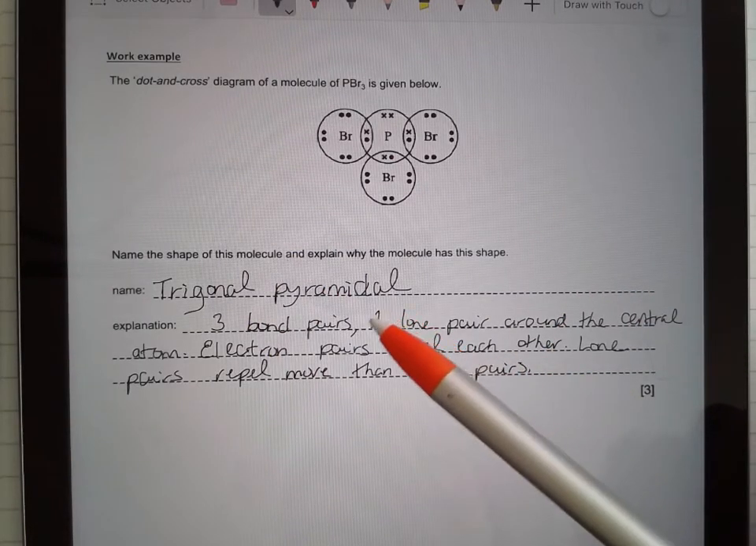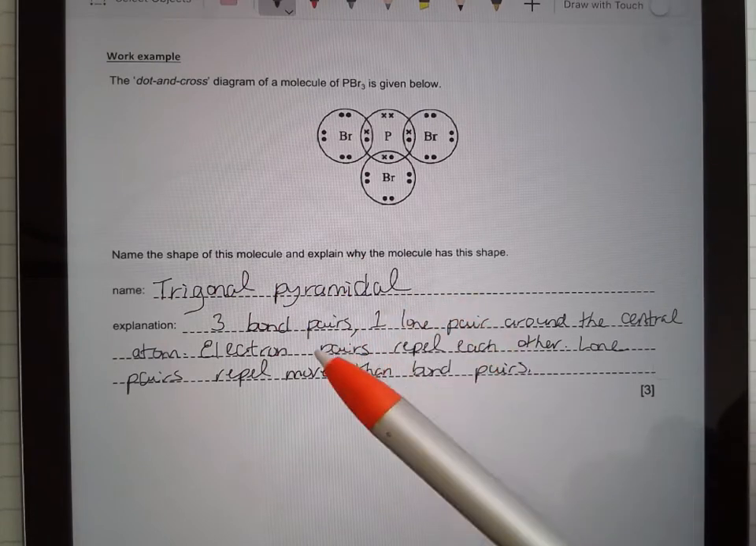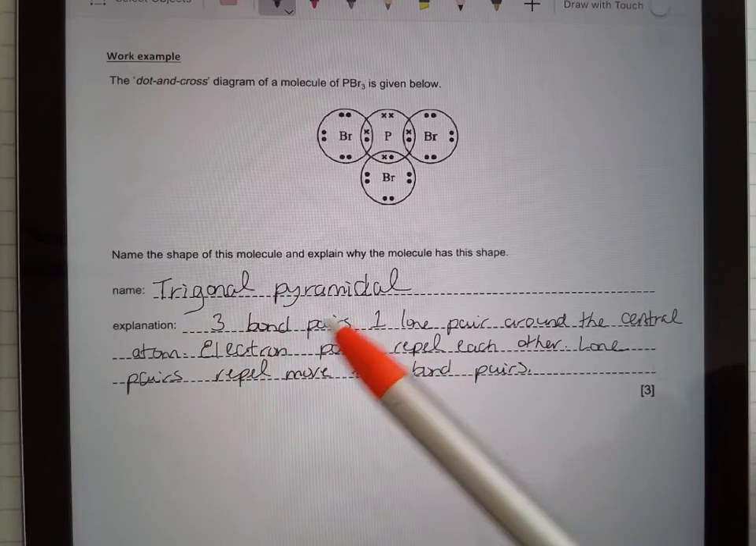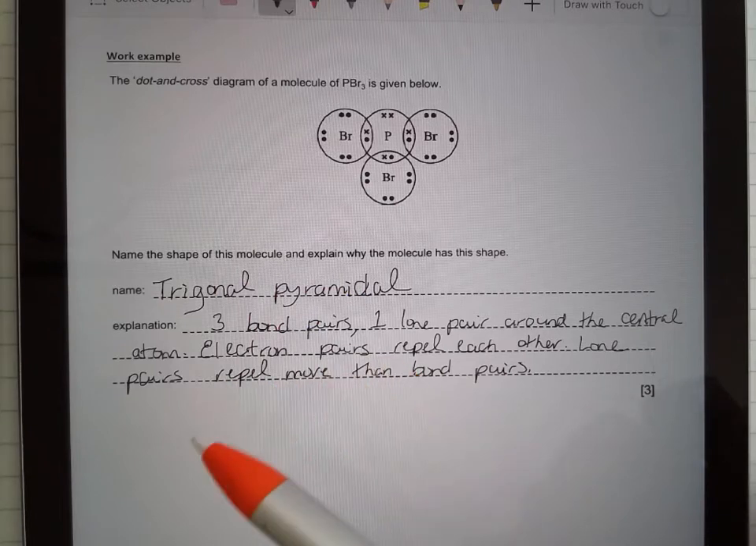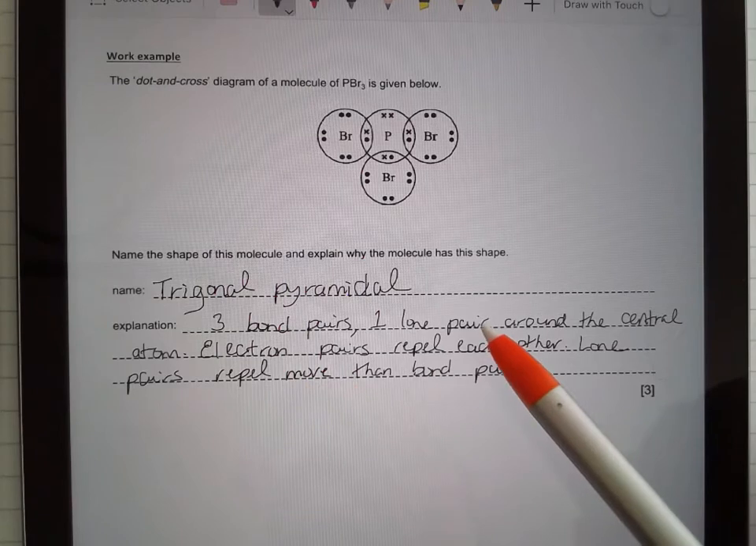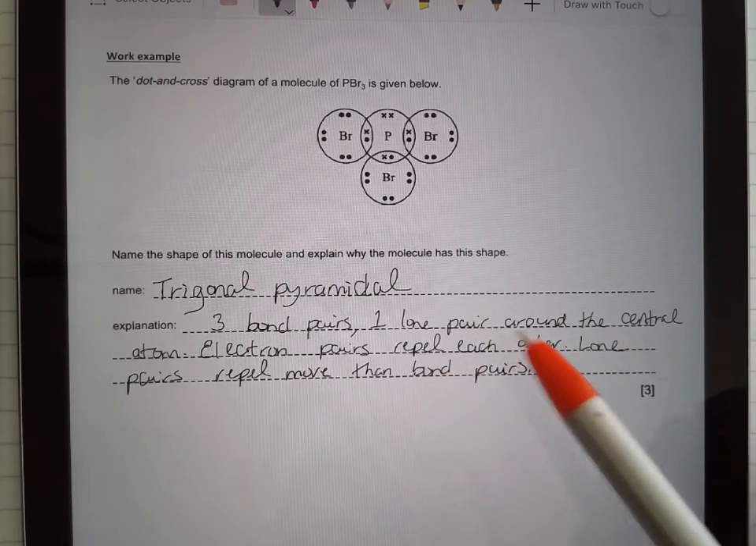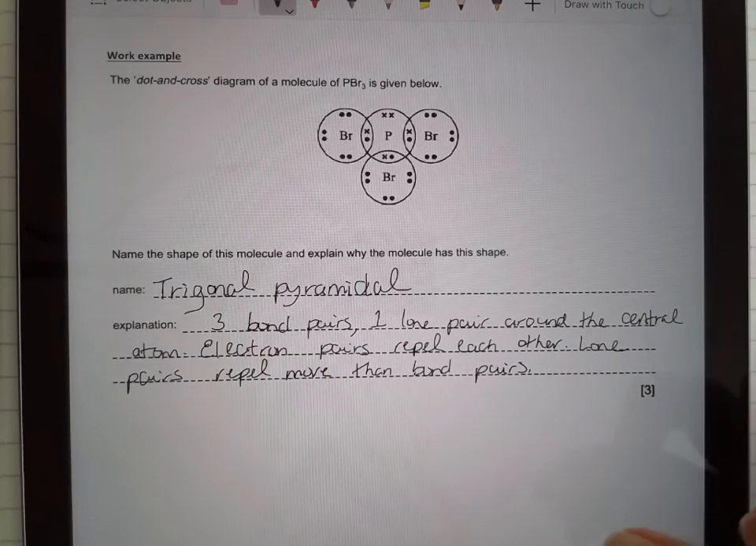Okay, state the amount of electron pairs you have and specify whether they are bond pairs or lone pairs. So 3 bond pairs, 1 lone pair. This is around the central atom. Then say that electron pairs repel each other. Make sure you're saying electron pairs, not just electrons, not just bonds, not atoms. Electron pairs repel each other. And then final point, just say lone pairs repel more than bond pairs. If you follow that format, you will always get full marks on this question, and these questions are really common.